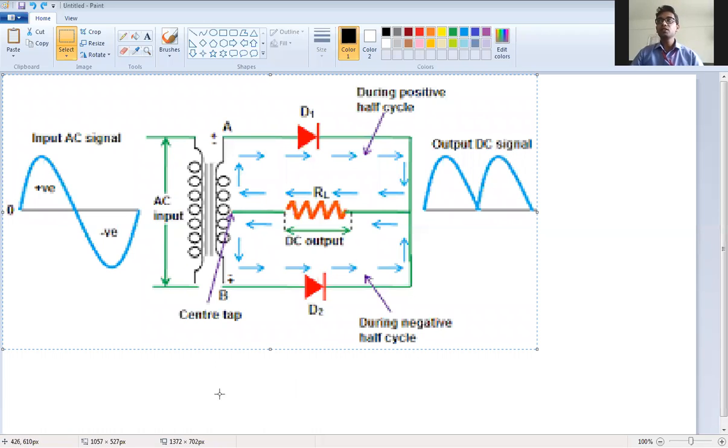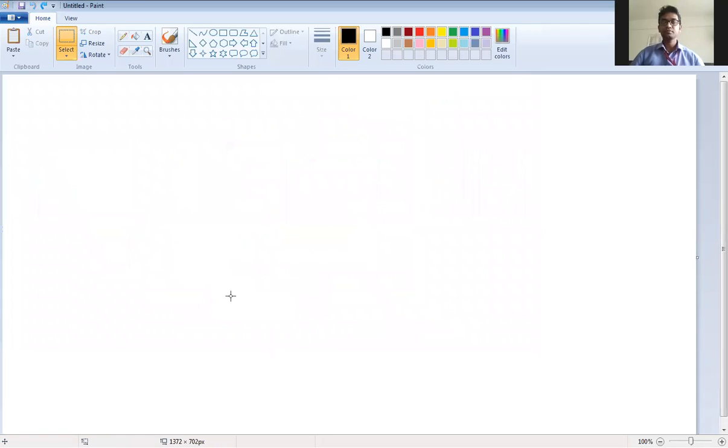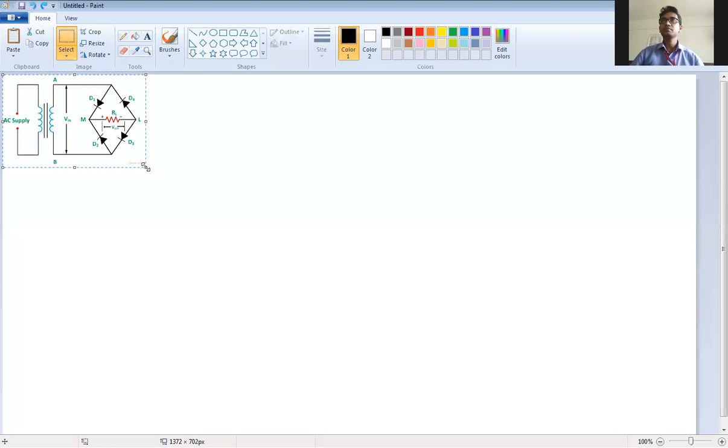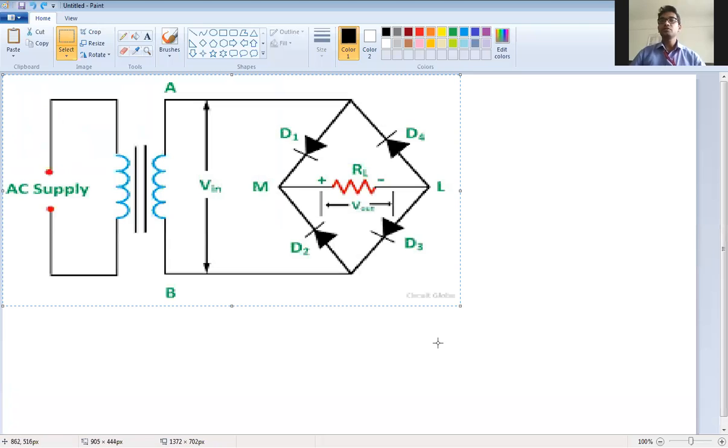Okay, so we'll move on to the next point, that is bridge rectifier. Okay, actually we are having only 5 to 6 minutes now. So see the circuit.